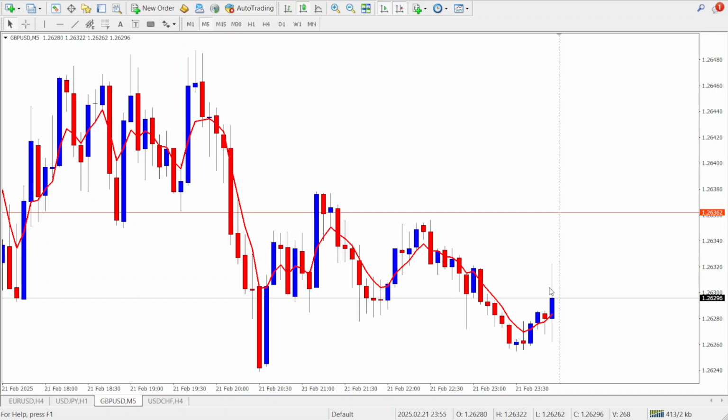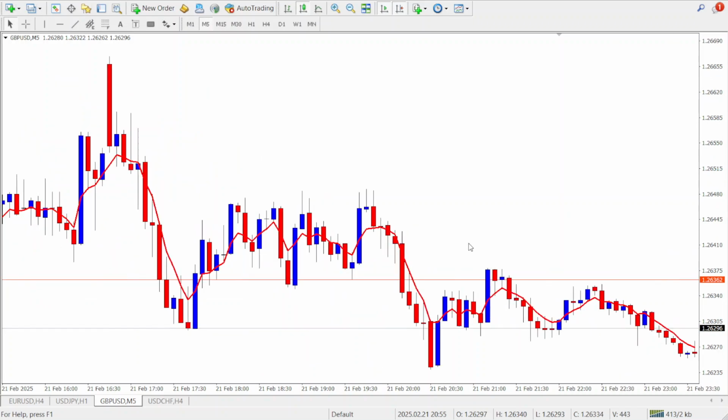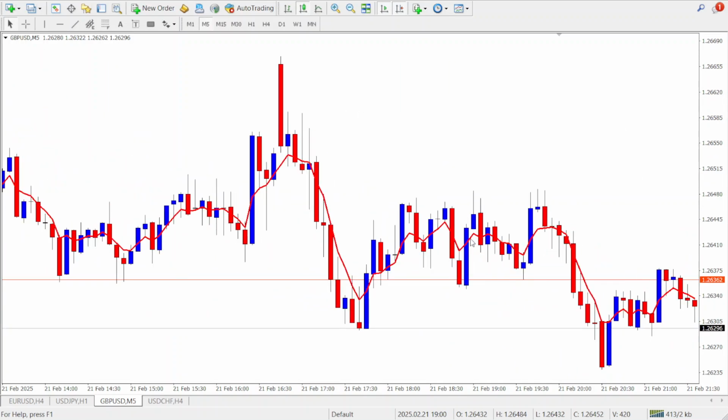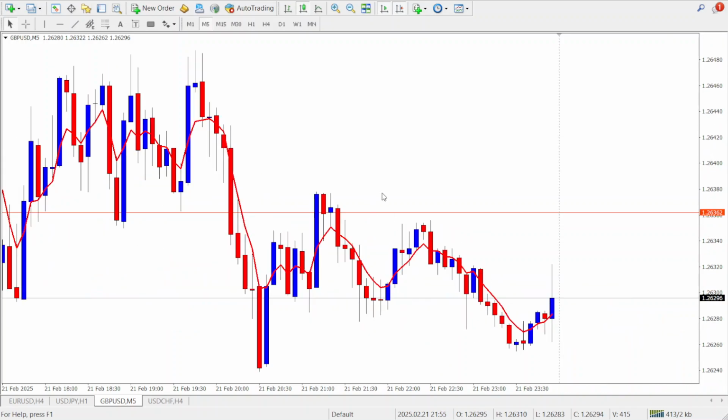However, it is also prone to false signals, okay? Because we will need to use it in combination with other indicators or price action analysis. It's one thing for you to know that the smaller the period, the faster the signals, and the more prone it is to false signals.